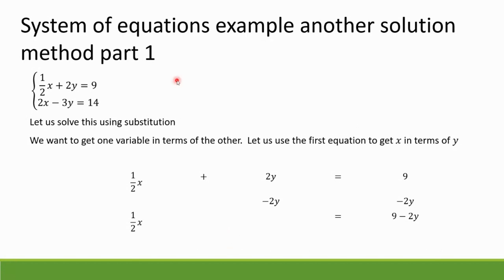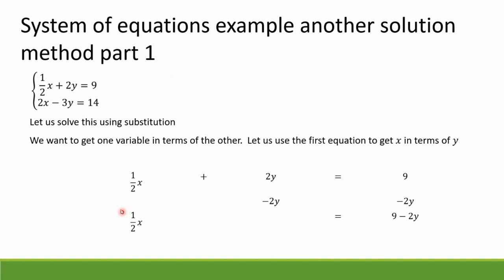All right. So here, let's say instead we decided to use substitution. Remember, in substitution, you want to get one variable in terms of the other. That's the way you kill off a variable, so to say. So here, notice, I'm going to take the first equation. We have a half times x plus 2y is 9. But we can easily get x in terms of y, right? Let's subtract 2y from both sides. And we get 1 over 2 times x is 9 minus 2y.